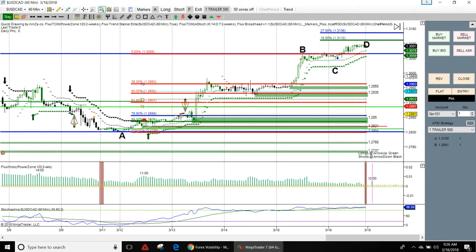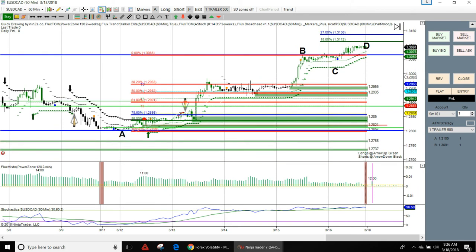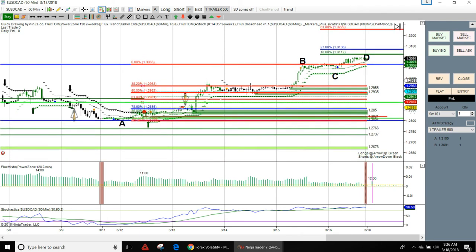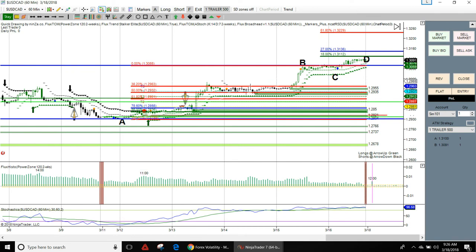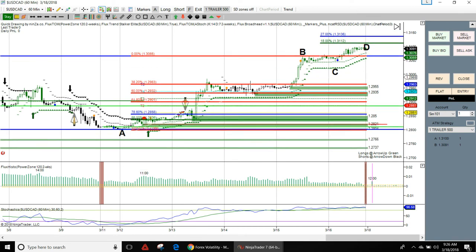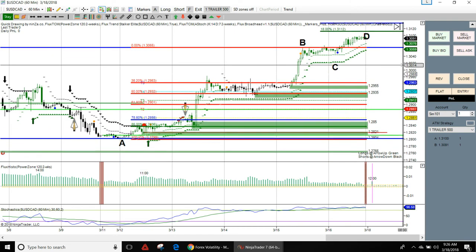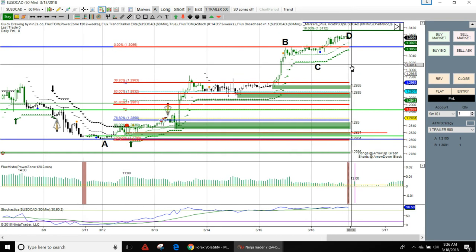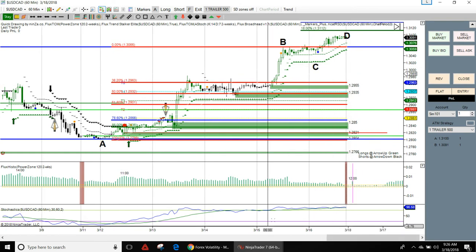And now we're coming in on the 118 at 131.12. 127 is at 131.36, and 1.618 is 132.29. This pair was flying, traders. Just beast mode. All right, so that is the US dollar Canadian.